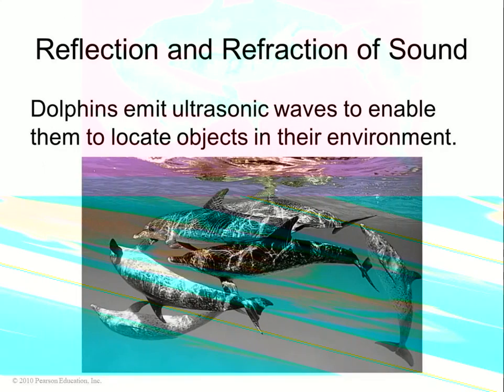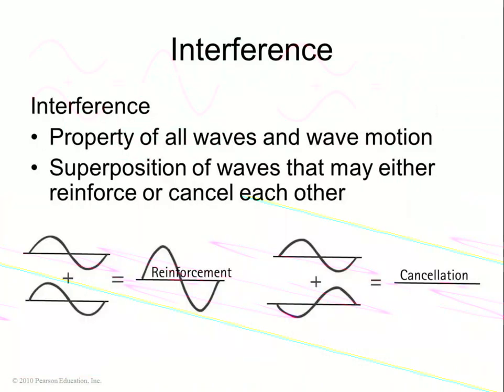We know that dolphins emit ultrasonic waves to enable them to locate objects in their environment. Interference, we talked about this in previous videos. It's a property of all waves and not just sound. Interference means superposition of waves that may either reinforce or cancel each other.